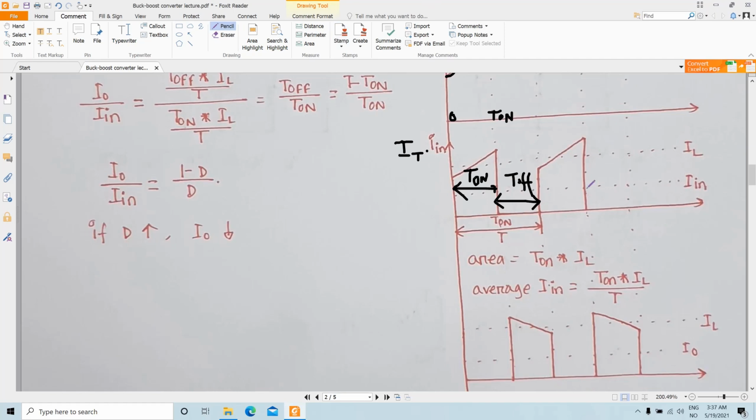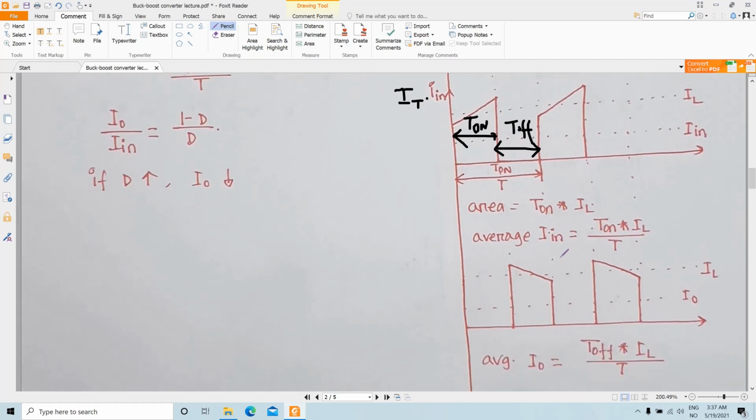Okay, so the average inductor current can be derived from the area here. So this is our T on. During the time T on, multiplied by IL, is basically the area for the whole time. So the average I in is T on multiplied by IL divided by T.